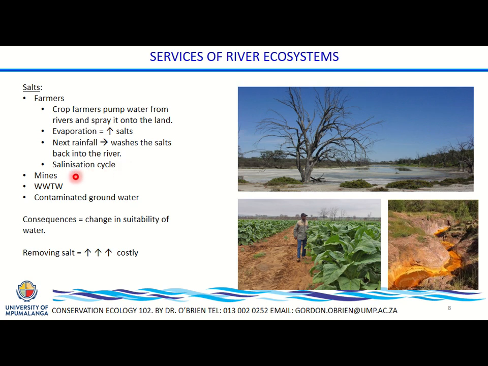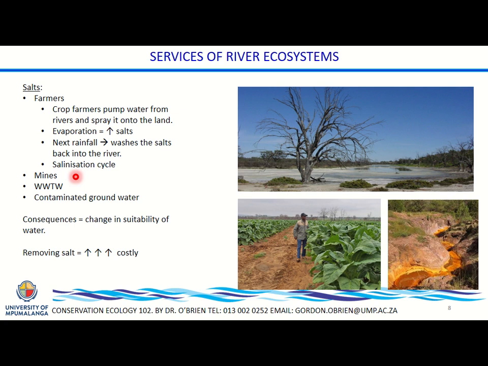We also get major salt issues from mines, especially the coal mines. When you mine coal, a salt called sulfate is exposed. The sulfate ion is exposed. And when that sulfate binds up with other cations, you can get calcium sulfate or magnesium sulfate. And when you get those salts forming after mining, they become very problematic in river ecosystems.